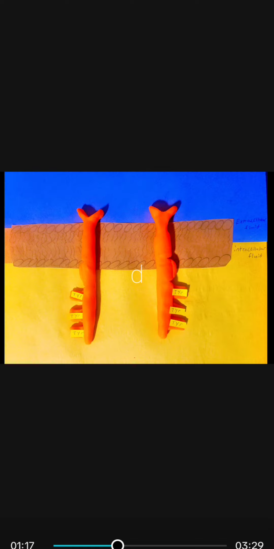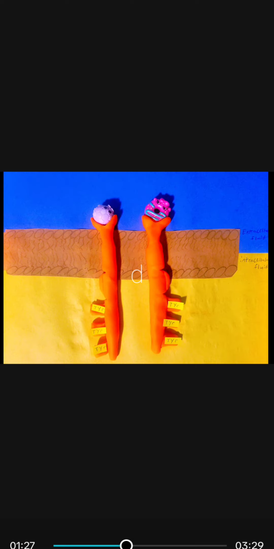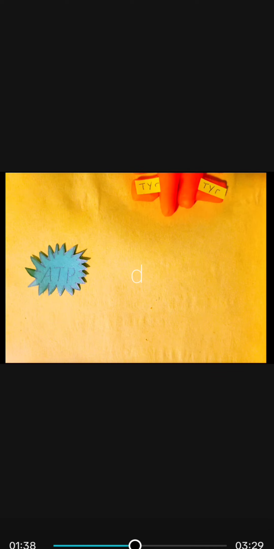Our next cell signaling system is receptor tyrosine kinases. So here we have two signal molecules binding to both of these proteins, which are going to come together and form a dimer.